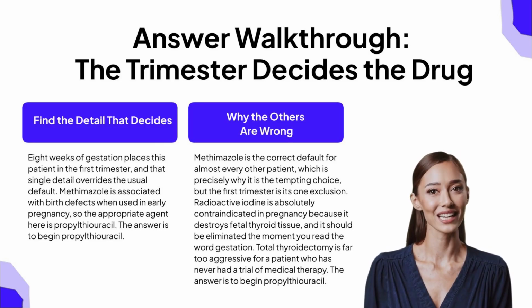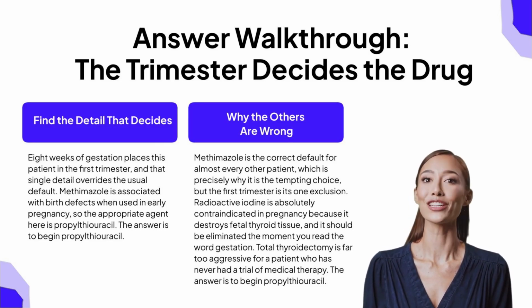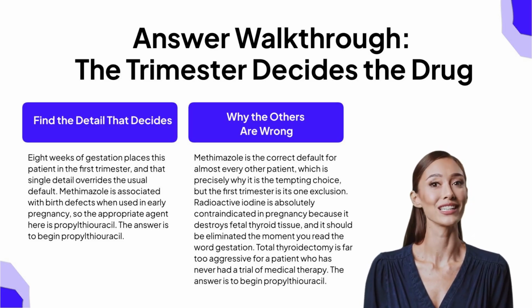And total thyroidectomy is far too aggressive for a woman who's never had a trial of medical therapy, your overkill distractor. The answer is to begin propylthiouracil. One detail decided the whole question, and that's how these are built.